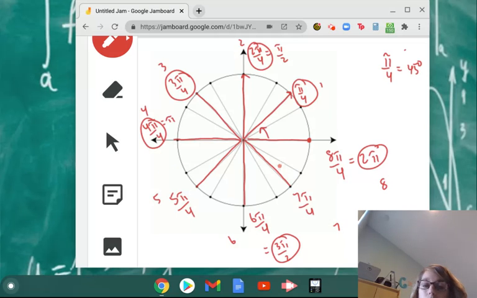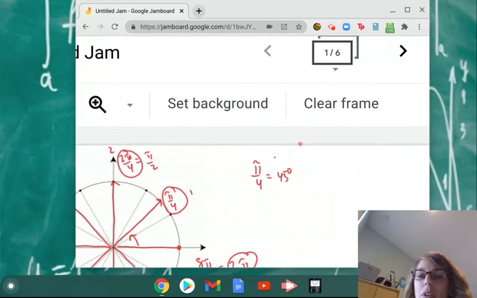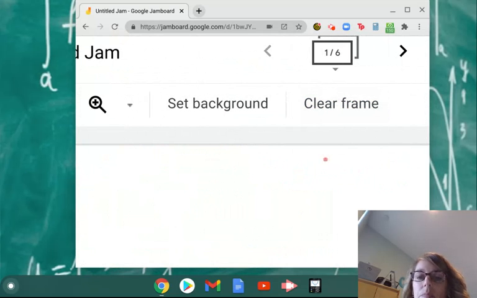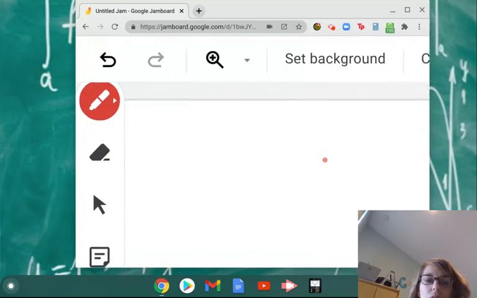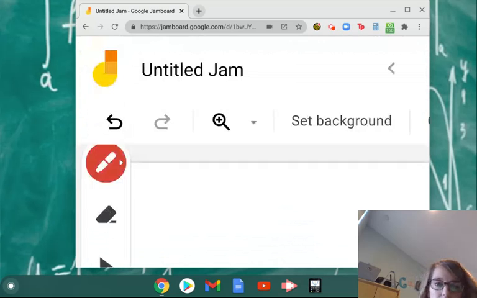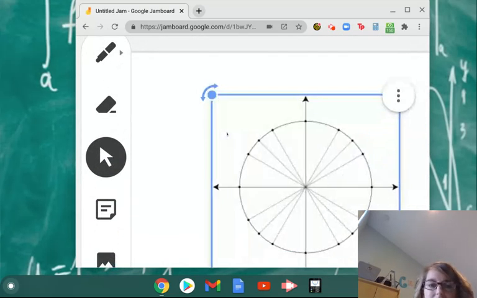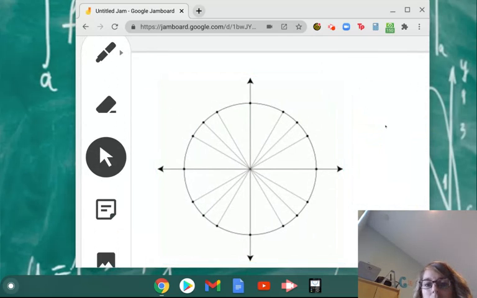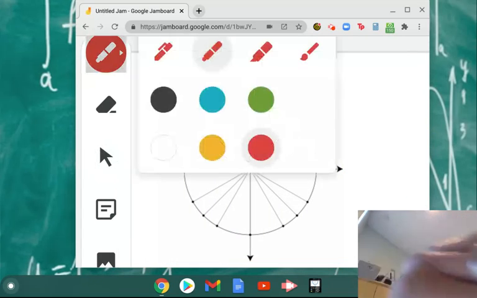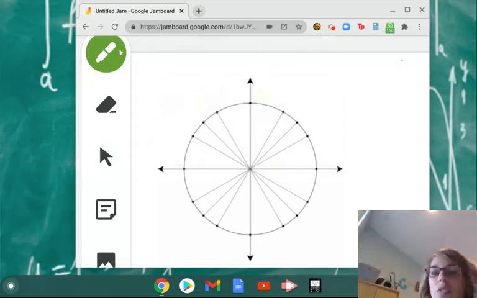So again, if you need to write something down, go ahead and pause. But I'm going to go ahead and clear the frame and give myself a new unit circle to work on. And we'll do the last group. So the last group, we'll do these in green. The last group are our pi thirds. Pi thirds are 60 degrees, 180 divided by 3.